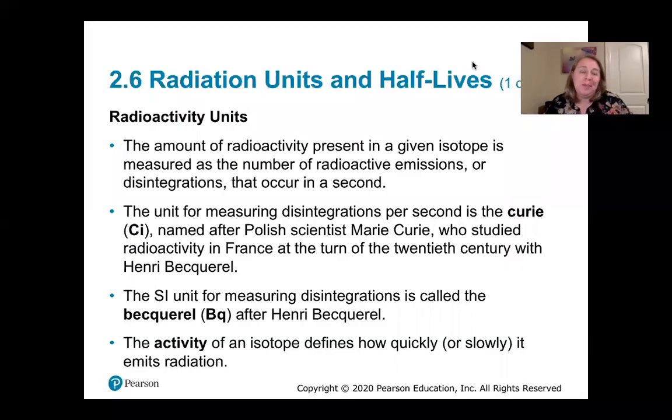All right, we are on chapter 2, section 6, and we're talking radiation units and half-lives. Second to last section, we got this. All right, so radioactive units.